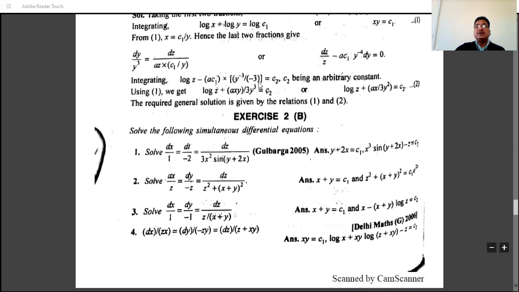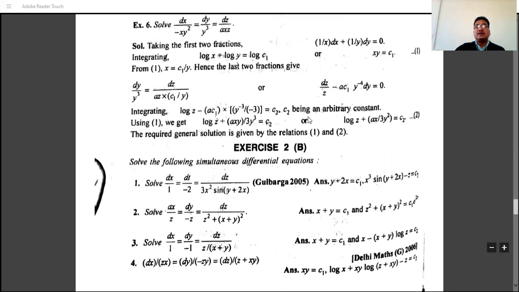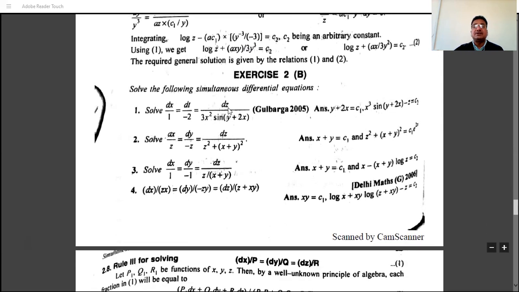After integration, resubstitute c1 as x into y. We have this answer, and 1 and 2 give the general solution of the given differential equation.